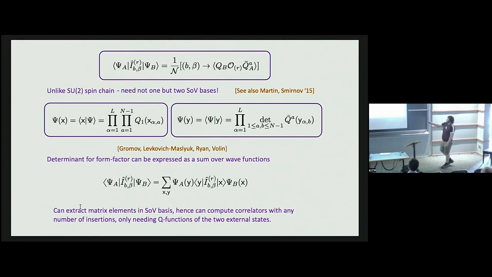And what you can show is that starting from this expression, you can expand out the determinant, perform all the integrals, and rewrite it explicitly as a sum over the wave functions at the different values of the arguments which appear here. And inside here, you have the matrix element of the principal operator. So this is in some sense a much better object to have, because with this, you can insert it as many times as you want. This expression here is actually just a very simple rational function of the spin chain inhomogeneities. And with this, as I said, you can compute correlation functions with any number of insertions, but only needing to know the Q functions of the two external states.